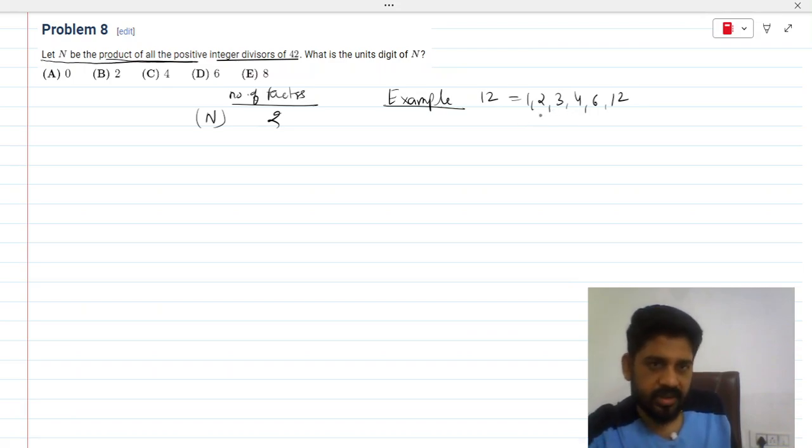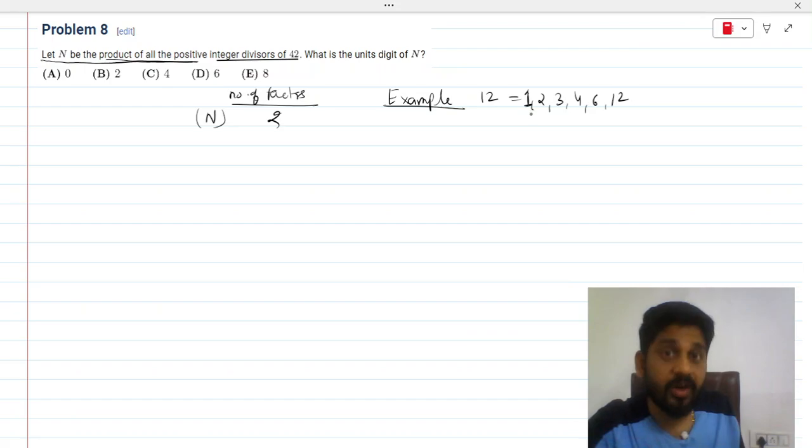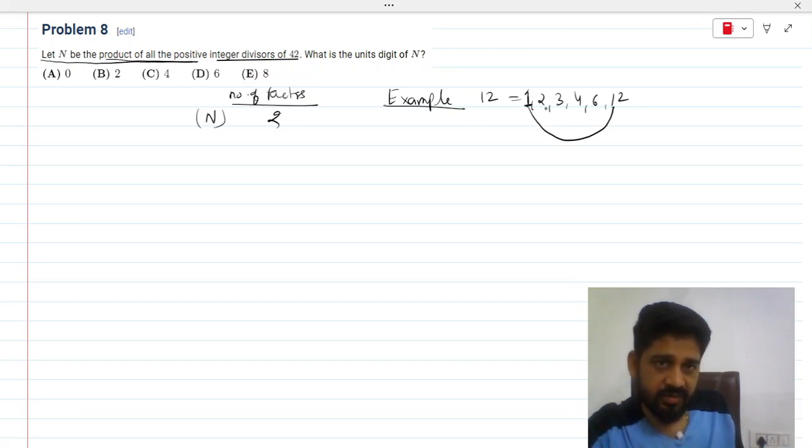Now, there is a very beautiful pattern when you write all the factors of any number in ascending order. The product of first and last will become the number, the product of second and second last will become the number, and the product of third and third last will become the number. So here is what? Pairs. How many pairs will there be? The pairs will be the total number of divisors divided by 2.